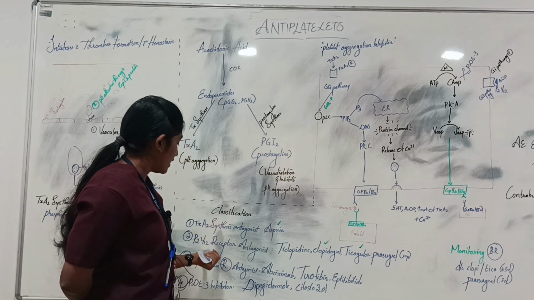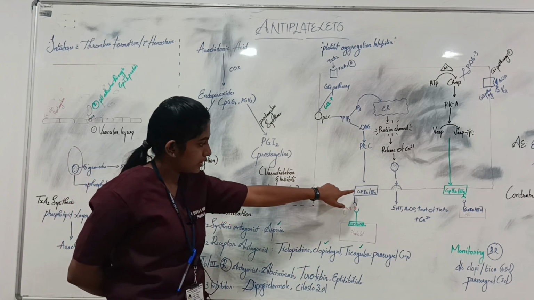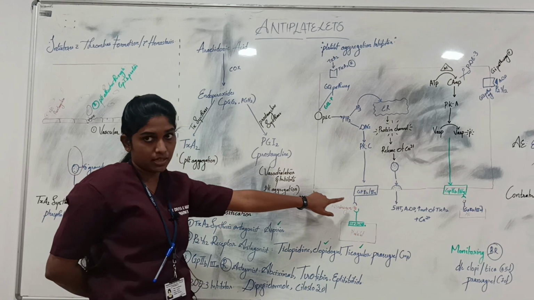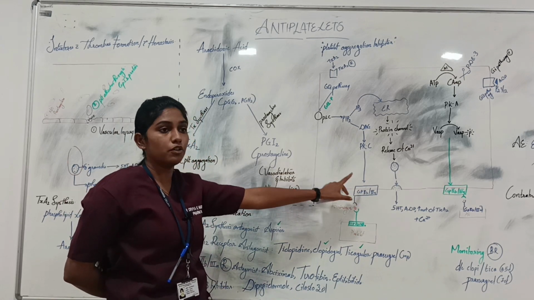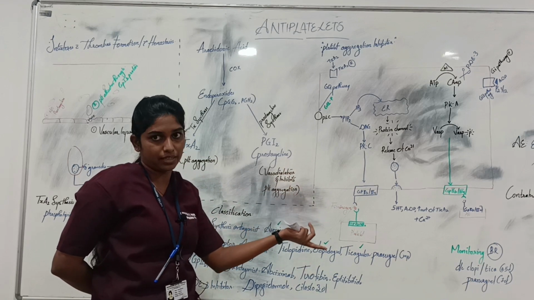Now we have the actual GP2B3A inhibitors, which will inhibit this glycoprotein. Thereby it will prevent the attachment of two or more platelets together.